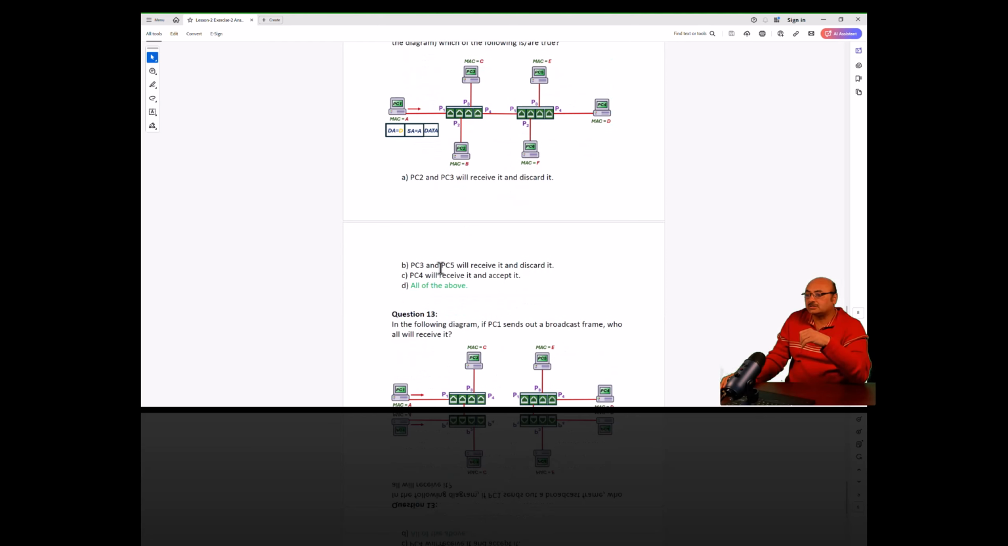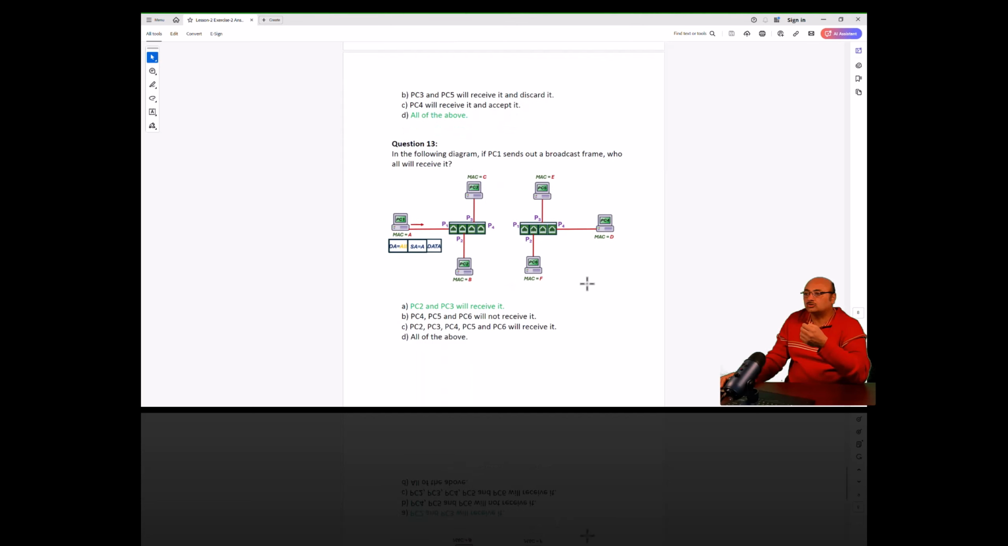Similarly, option C is also correct. PC3 and PC5 will receive it and discard it using the same logic. PC4 will receive it and accept it. The reason PC4 will accept it is because the destination address in the incoming frame matches with its own MAC address. So again, the answer D is correct here.